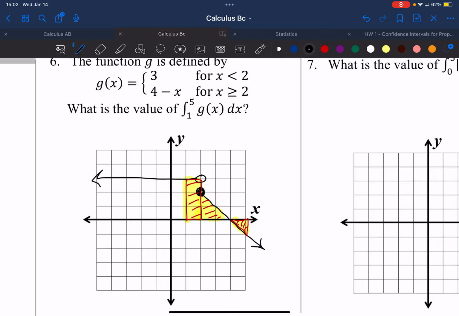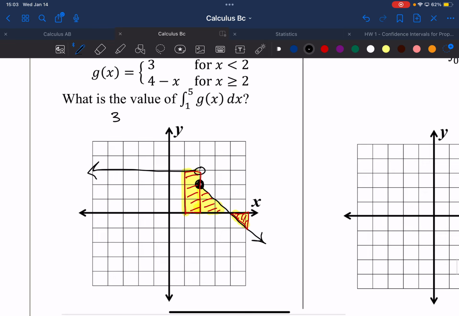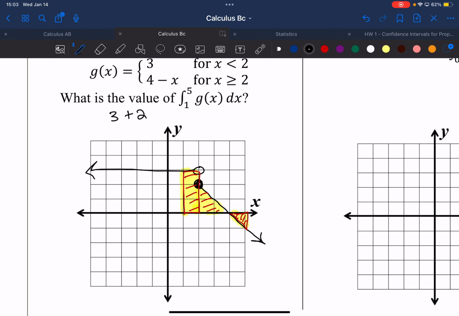Looking at just that rectangle first, since these are 1 by 1 squares, we know that area is 3. Then looking at the triangle, we know that area is 2, so plus 2. And then that little tiny triangle at the bottom, 1/2. Would we say plus 1/2 or minus 1/2? Minus, so minus 0.5, which means I get the answer of 4.5. The main idea here is that we include the area between the jump.